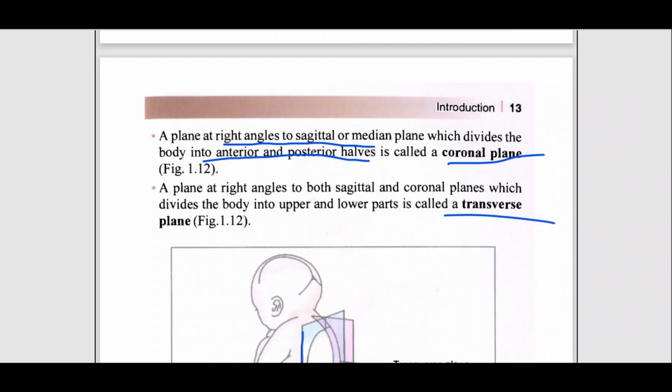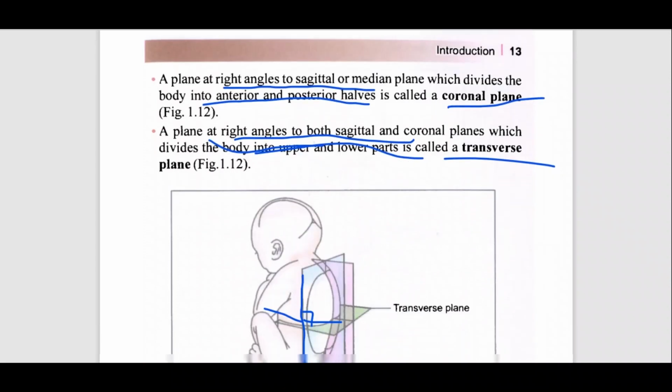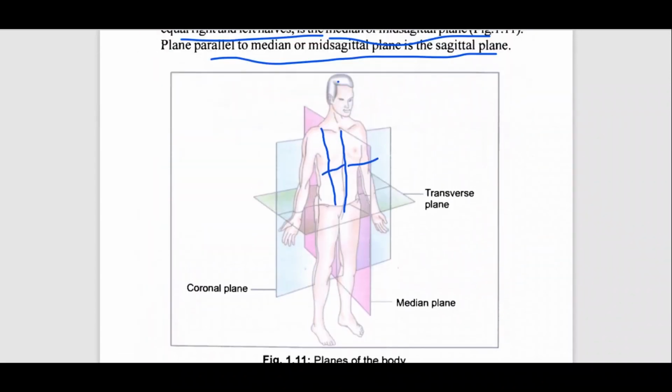अब इसके बाद जो third plane है, third plane is your transverse plane, which divides the body into equal upper and lower parts, and it is at right angle to both sagittal and coronal planes.